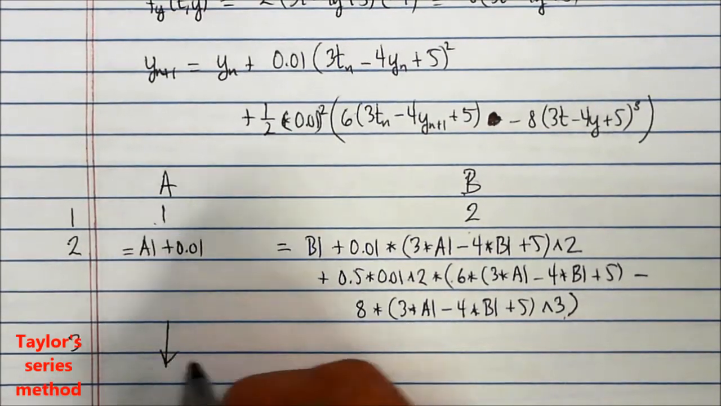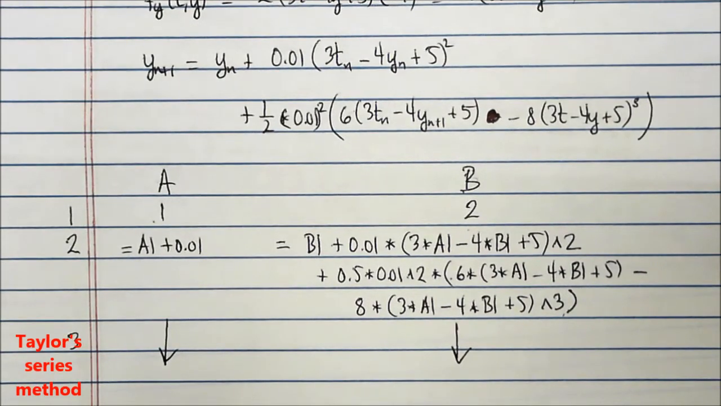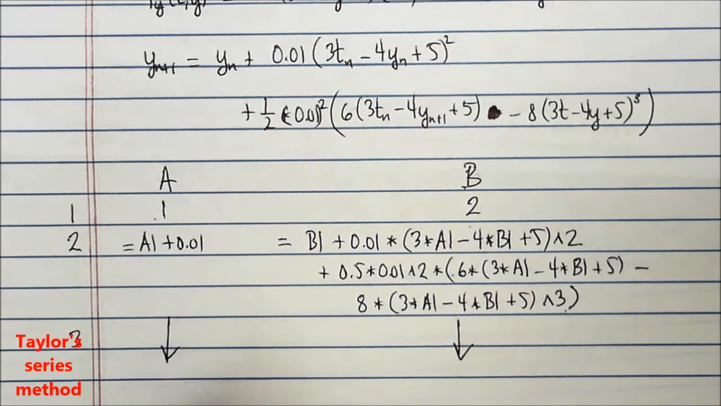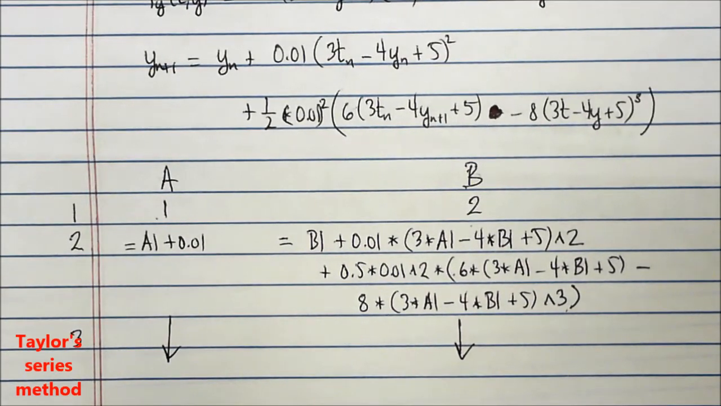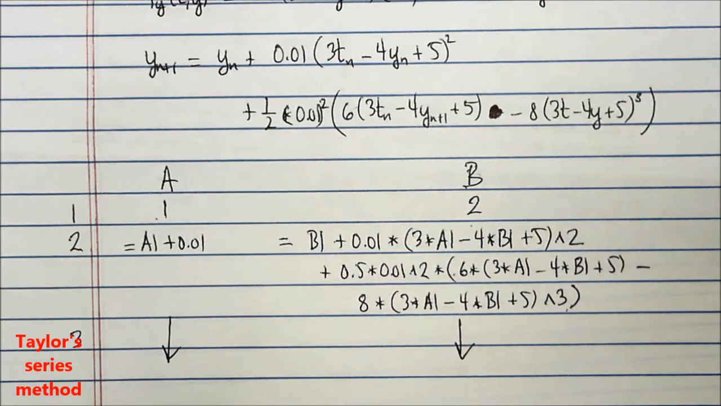Then for cell 3 and beyond, I would fill down to get the further values of y. Again, I would do this 100 times to get y of 2 and 400 times to get y of 5, so that y of 2 would appear in row 101 and y of 5 would appear in row 401. So that is what I'll need to type into a spreadsheet in order to implement the Taylor series method.